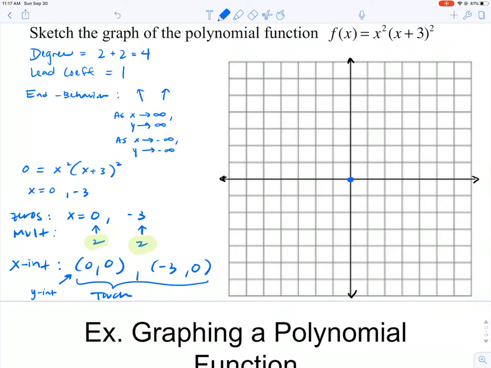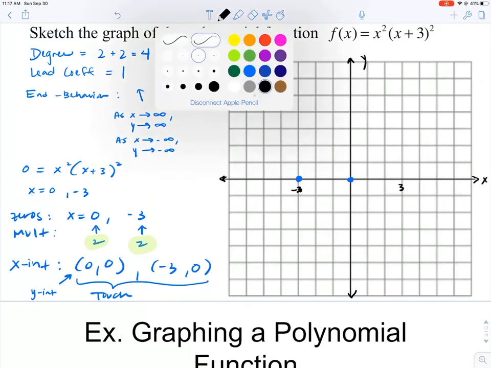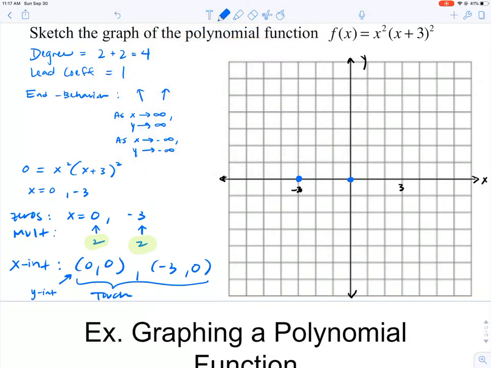Okay, so we have 0, 0 and -3, 0. So I graph my x-intercepts, and I know the end behavior is going to be both ends up. So I know that to the left of -3, 0 and to the right of 0, 0, the graph is not going to come back down and cross the x-axis. Again, it's just going to keep going up and up and up.